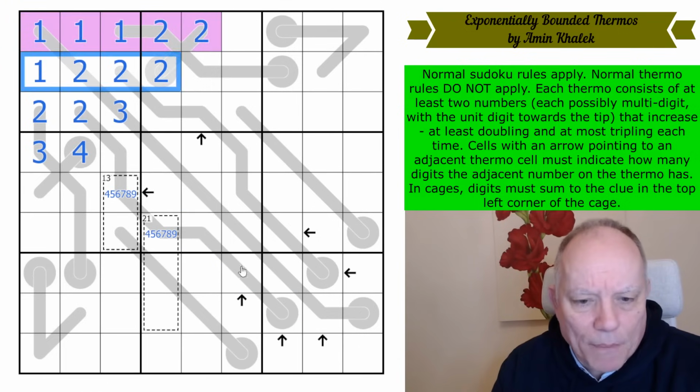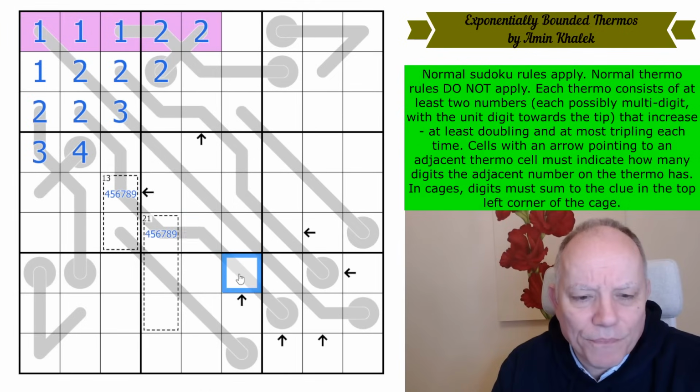Now, is the next one possible? 1, 2... You see, I think that is possible.